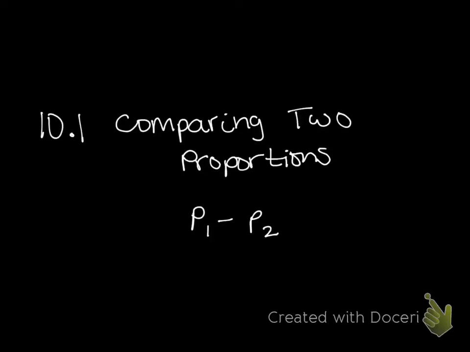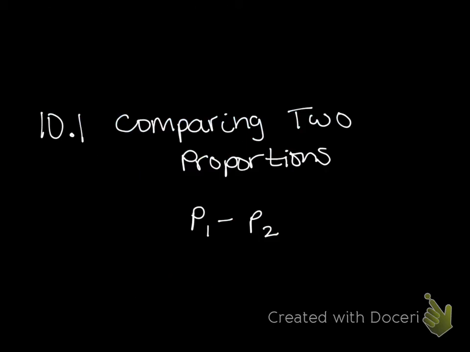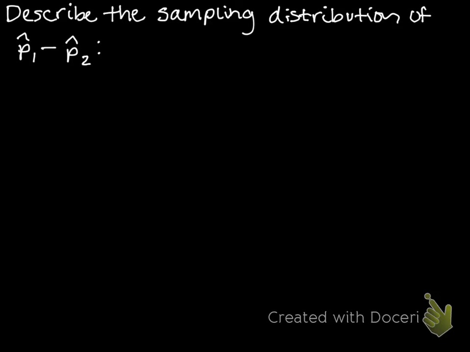Today we're doing section 10.1, comparing two proportions, P1 minus P2. Describe the sampling distribution of P hat 1 minus P hat 2. Remember when we describe distributions we use SOCS, okay? Shape, outlier, center, spread. Well, in this case, for the sampling distribution, we're not going to be looking for outliers. There shouldn't be any outliers, but we're going to look at the shape, center, and spread.